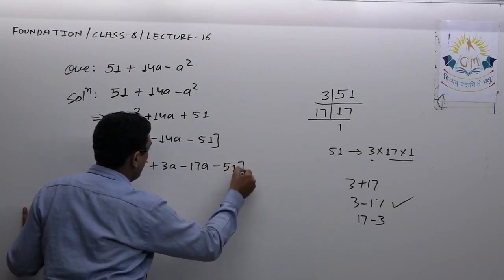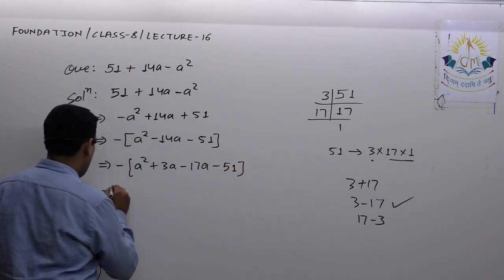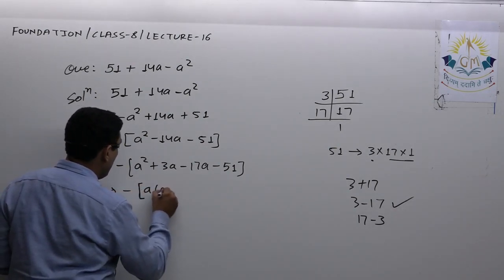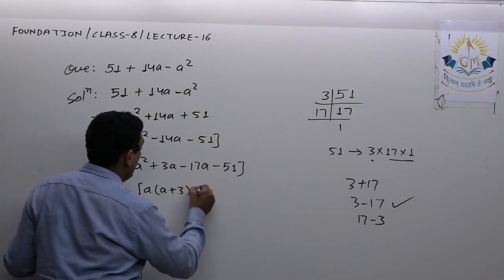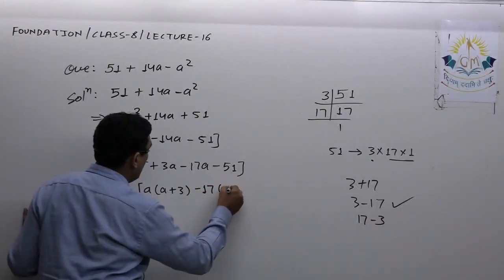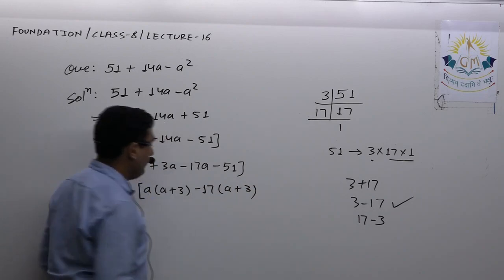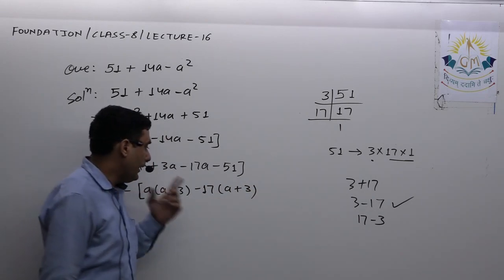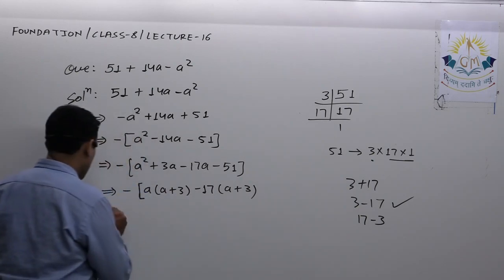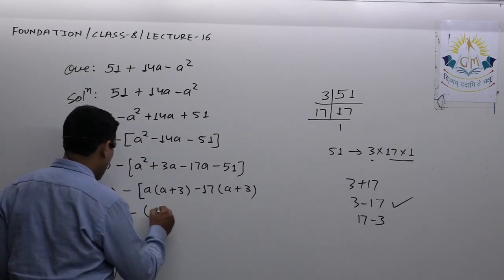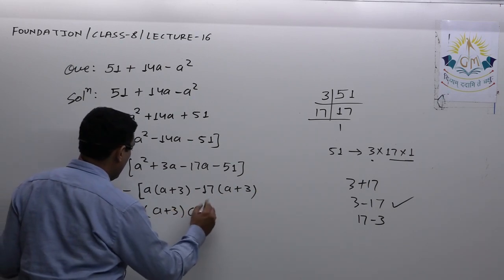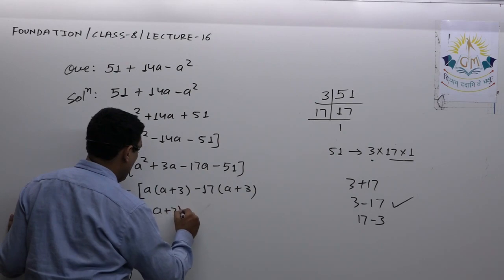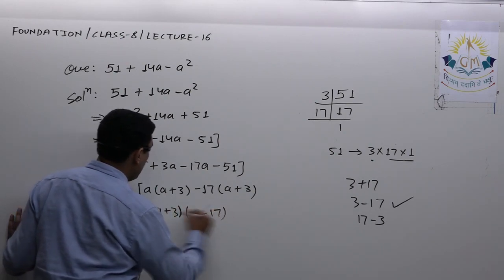Okay, minus 51. So this gives me, so from here I can take a common, so a plus 3. I can take a minus 17 common, so again a plus 3. Now if you know the table of 17, it is clear 17 3s are 51. So here I can take minus 17 common. So ultimately here I will get a plus 3 and a minus 17. Okay, a plus 3 multiplied by a minus 17.